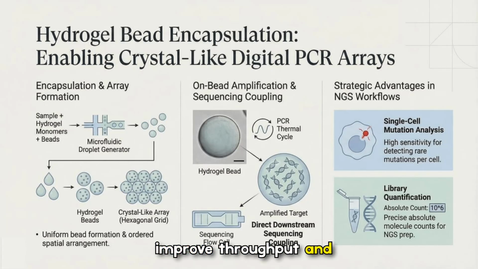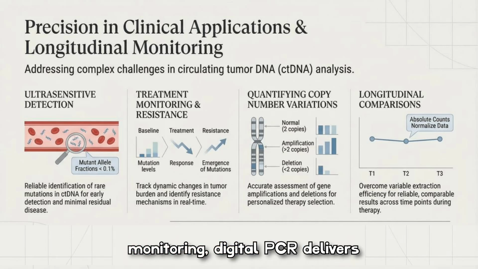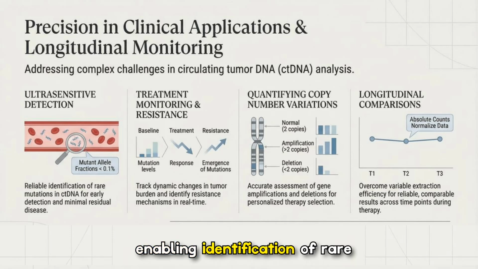improve throughput and consistency. When applied to clinical monitoring, digital PCR delivers ultra-sensitive ctDNA detection, enabling identification of rare mutant alleles below typical qPCR thresholds, tracks treatment response and emergence of resistance in real time, accurately assesses copy number variations for therapy selection, and uses absolute counts to normalize longitudinal samples across time points.